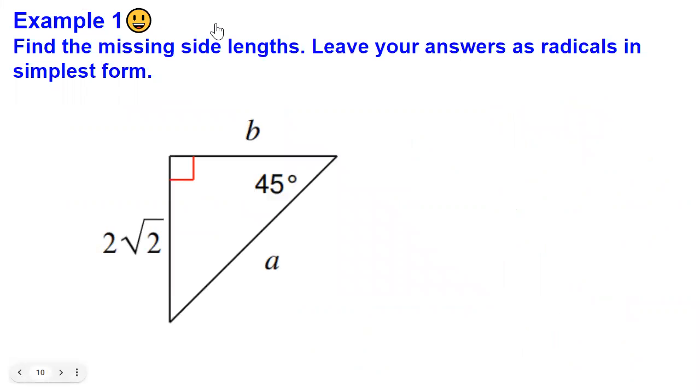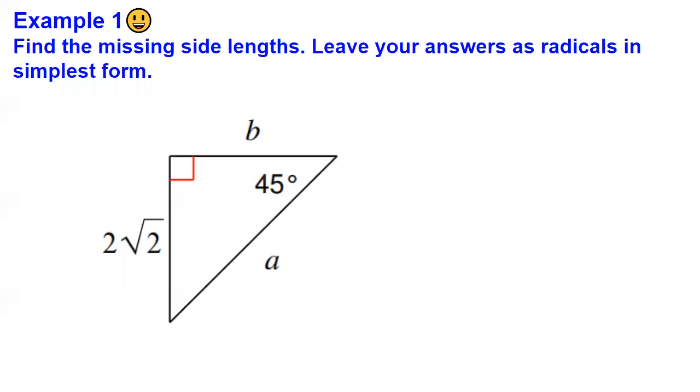Go ahead and write this one down. Find the missing side lengths. Leave your answer as a radical in simplest form. So we're going to have some radicals here. I'm going to refresh your memories on how to simplify radicals so that you can leave it in simplest form. Okay, so go ahead and copy this one down.